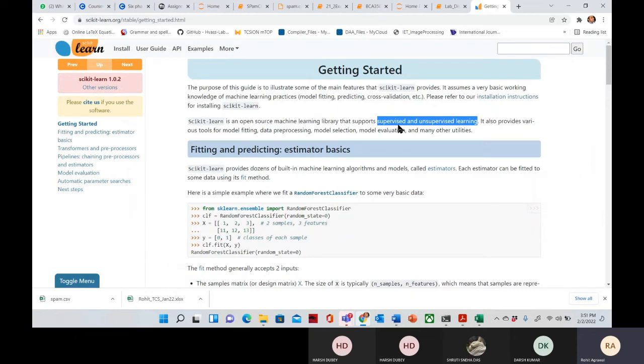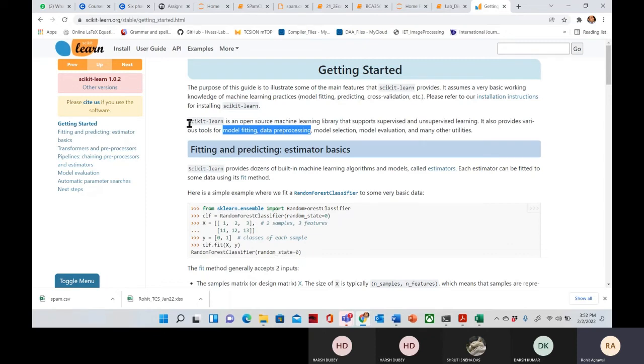It also provides tools for model fitting and data pre-processing. If you remember, we used the feature extractor. That is again data pre-processing. Before using that data, we are pre-processing this data. So this is clear, what I want to convey. Scikit-learn is the full form, otherwise it is called sklearn.